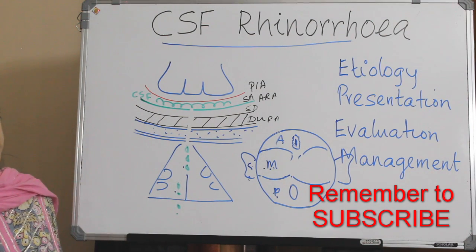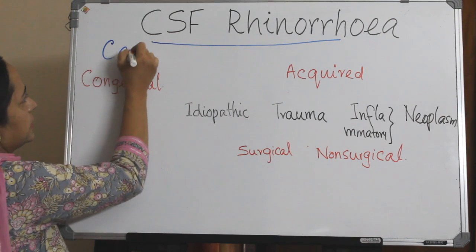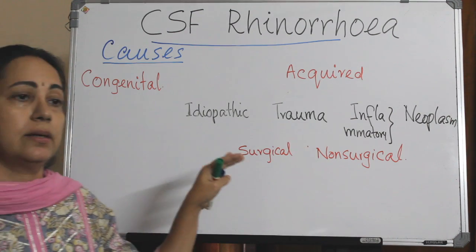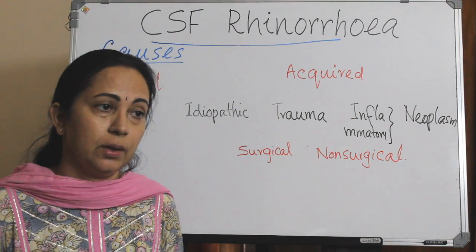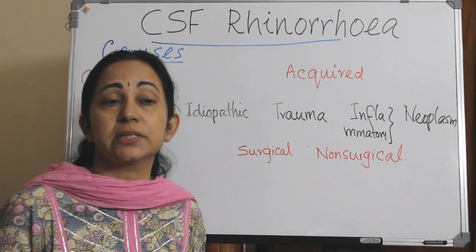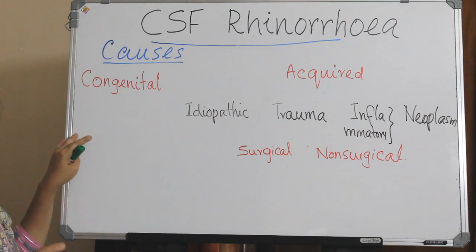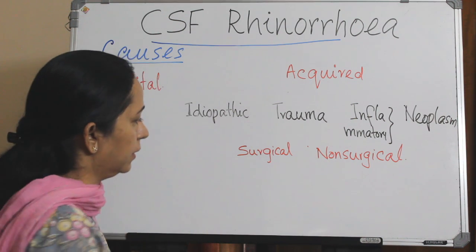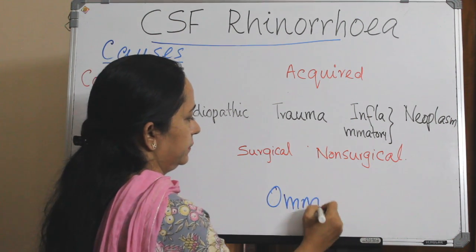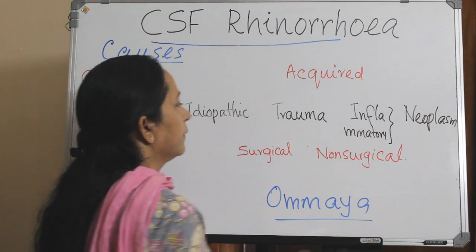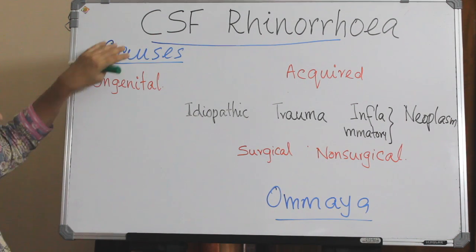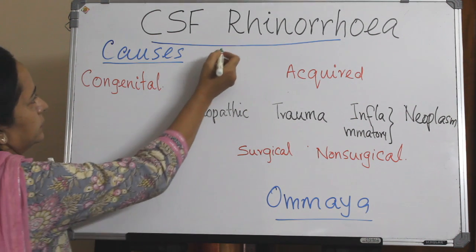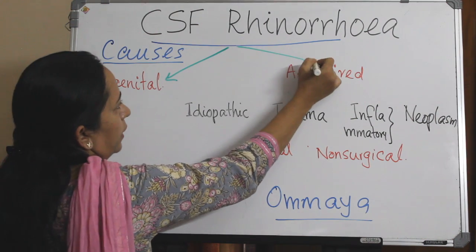So what are the causes of this CSF leak? So many authors have given varied classifications of the causes of CSF rhinorrhea, and this classification is from the Scott Brown textbook, which is based on a meta-analysis published in Laryngoscope. The most widely quoted author for classification is Ommaya. So we can divide the causes of CSF rhinorrhea into congenital as well as acquired.